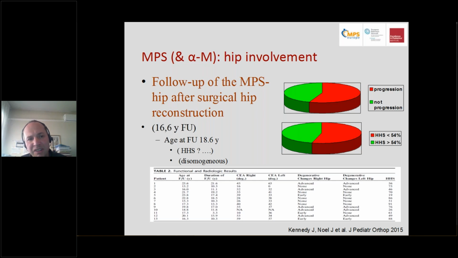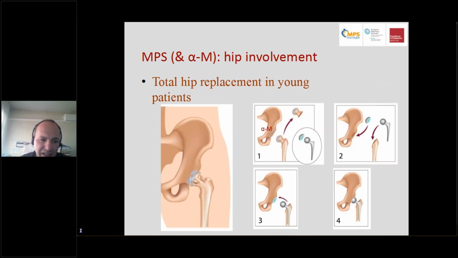We can discuss if this is the proper score to judge a metabolic patient, but the result is that after a surgical reconstruction of the hip, the value of the hip score is very low. And so when they are young adults, they usually come back asking for a total hip replacement because of the pain.